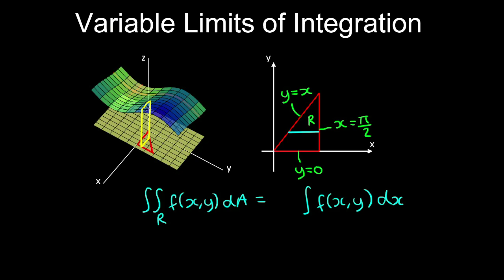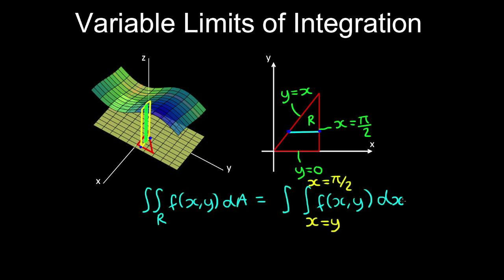and we break this up into thin rectangles. And we're integrating from x equals y. So that's our left hand limit of integration. And our right hand limit of integration is at x equals pi on 2.